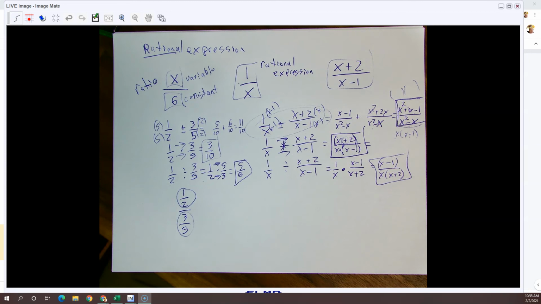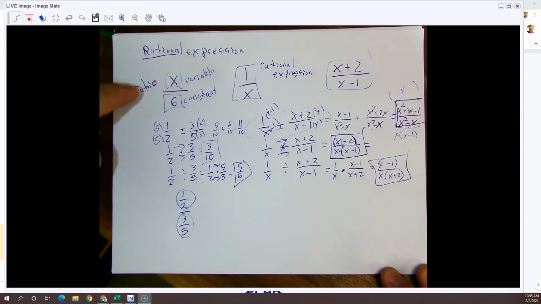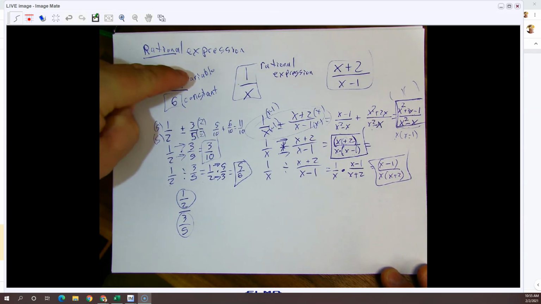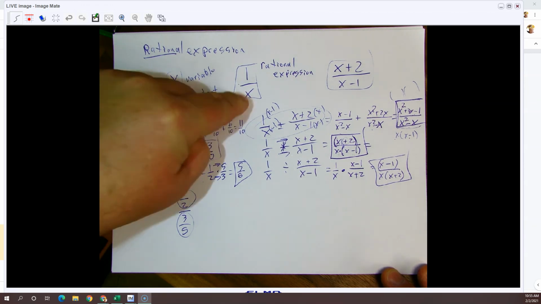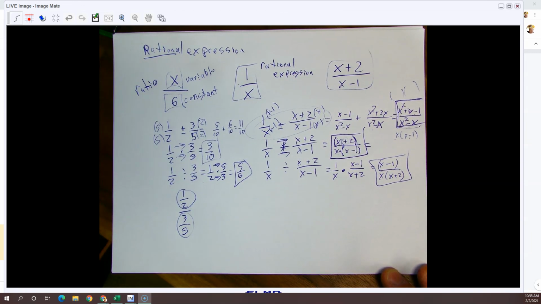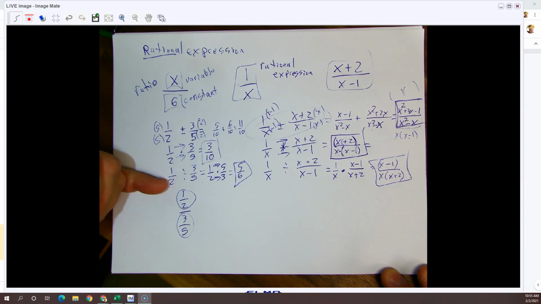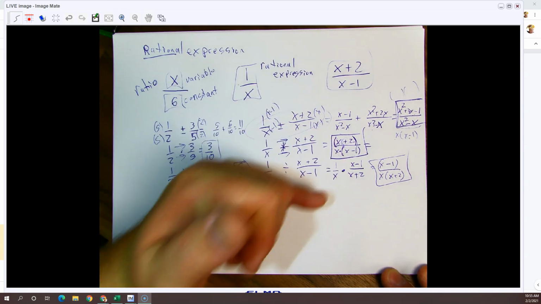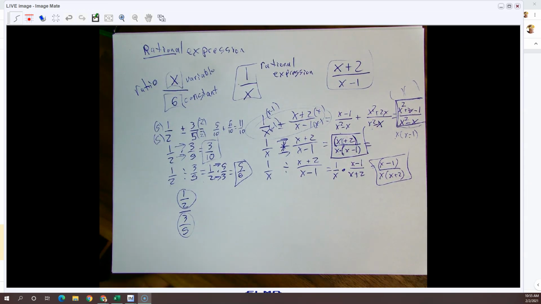It is not possible. So rational expressions are based on ratios. They have to have variables, and the variable needs to be in the denominator. Otherwise, it's just a linear expression times a constant. We need to be able to add, multiply, subtract, and divide. And the rules for rational expressions work exactly the same as fractions because they are literally the same thing. Just one has numbers, the other has variables. Okay, those are the basics.